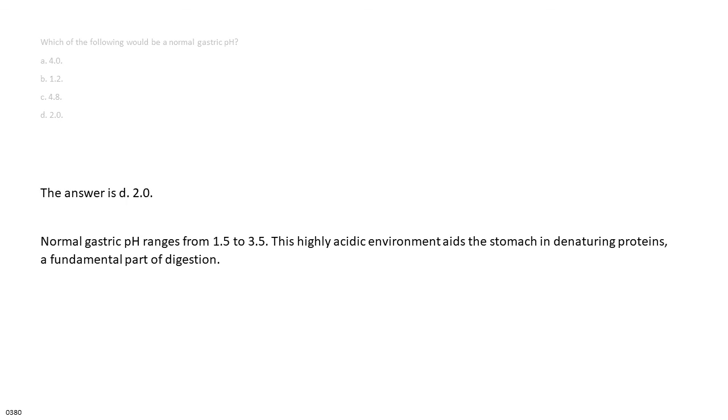The answer is D. 2.0. Normal gastric pH ranges from 1.5 to 3.5. This highly acidic environment aids the stomach in denaturing proteins, a fundamental part of digestion.